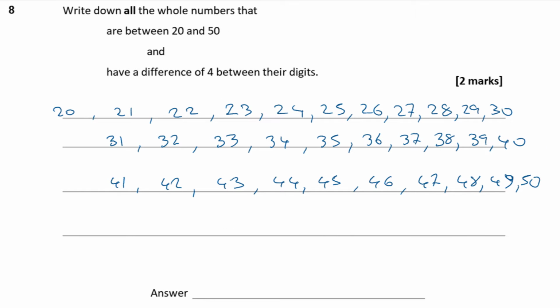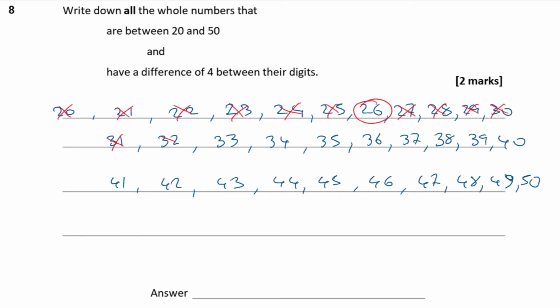Now, which ones have a difference of 4 between their digits? Well, 2 take away 0 is 2, so that one doesn't. 2 take away 1 is 1, no. 22, 2 take away 2 is 0. 3 take away 2 is 1. 4 take away 2 is 2. 5 take away 2 is 3. 6 take away 2, that's 4, isn't it? That's got a difference of 4. No, that's got a difference of 5. That's got a difference of 6. That's got a difference of 7. That's got a difference of 3.